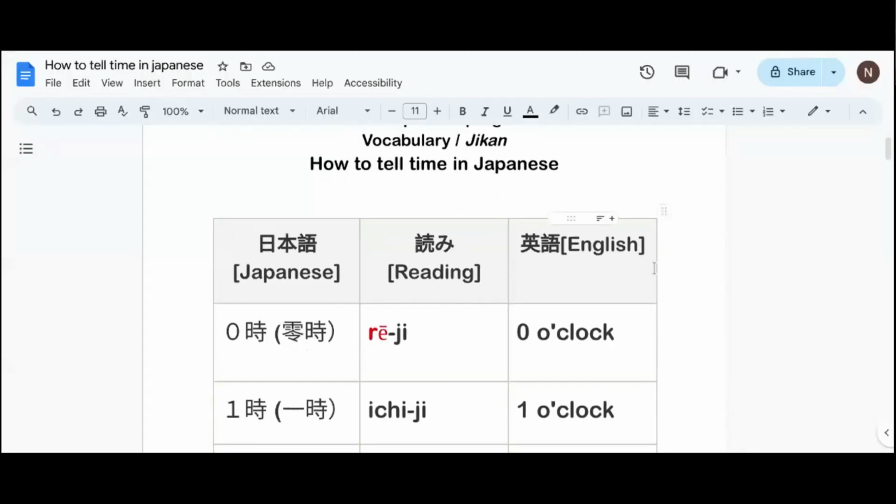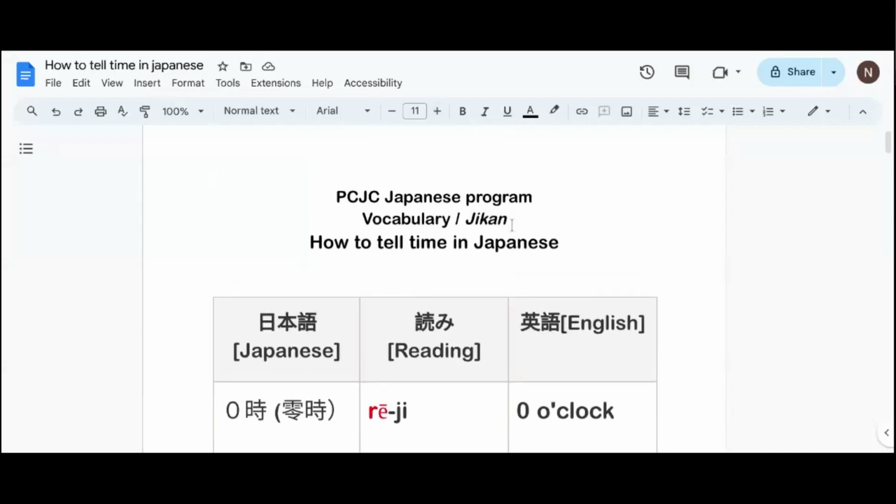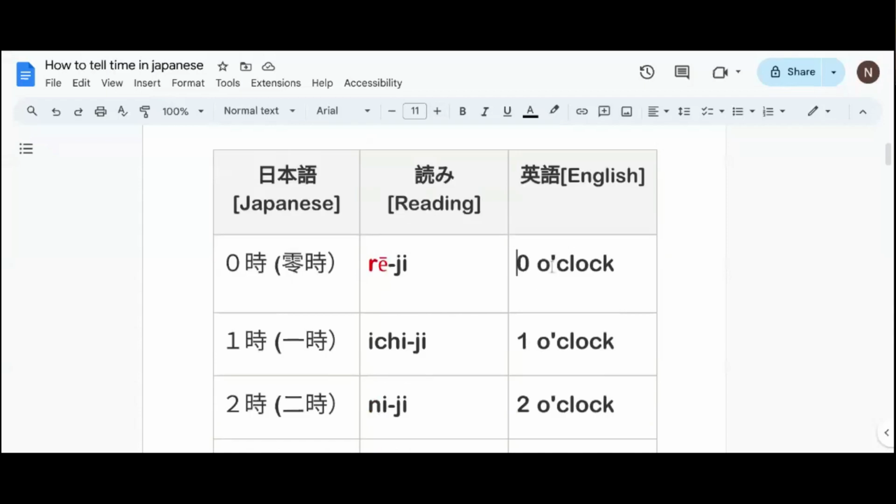Okay, just a quick review: how to tell time in Japanese. I just notice, okay, the word ji means o'clock, right? For example, 1 o'clock is ichiji. Ichi means one, and then you just add the ji, which is translated in English as o'clock.